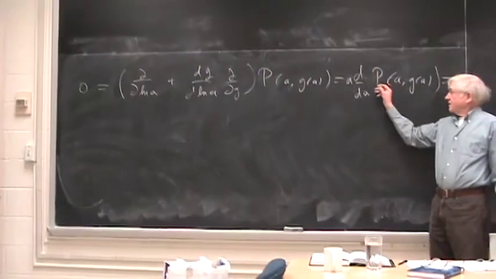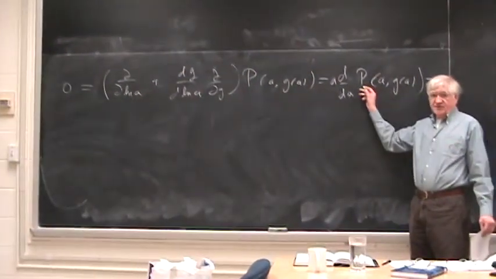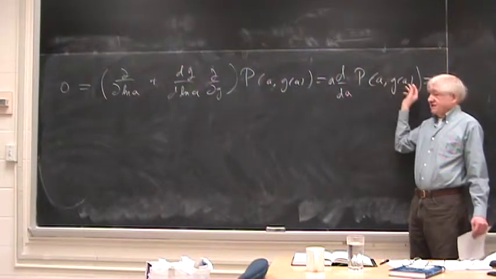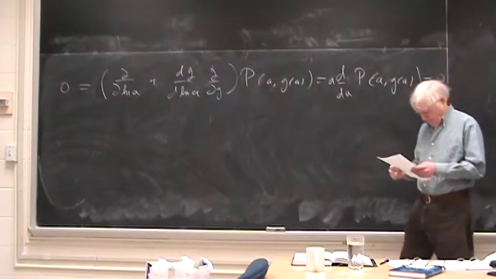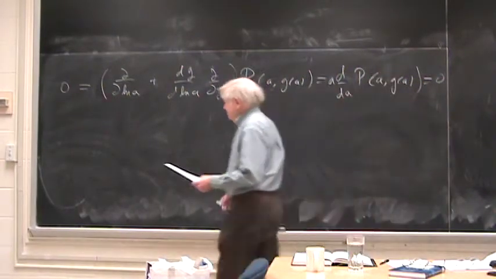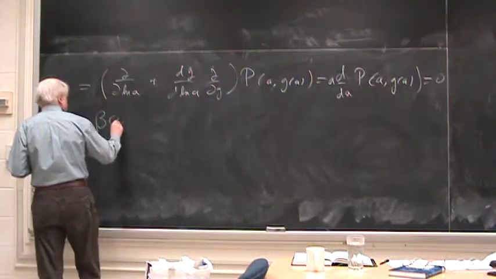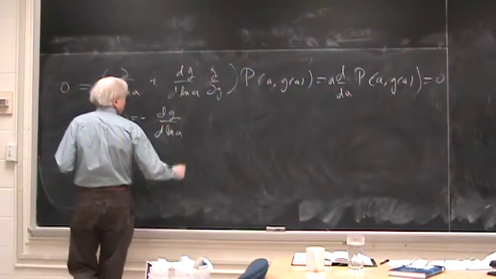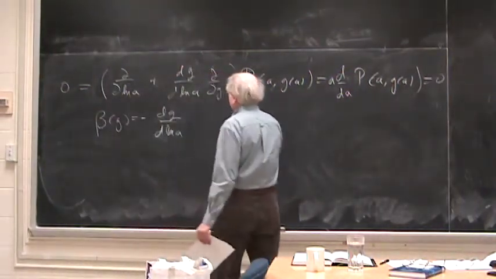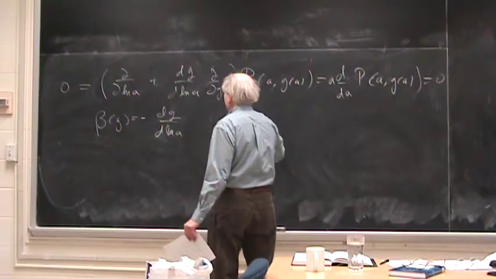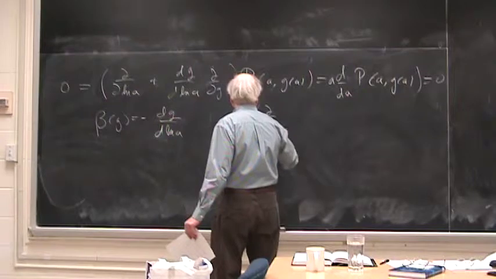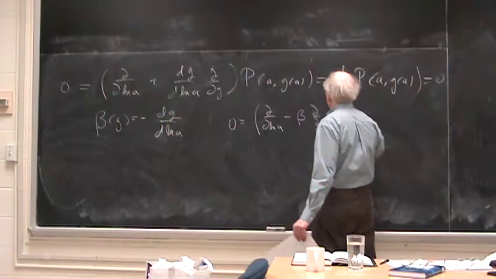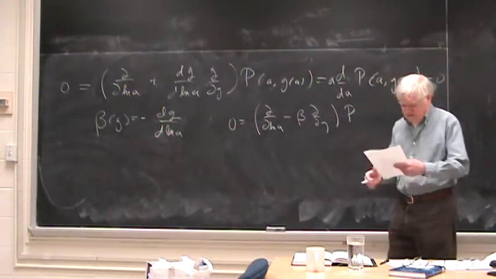We don't want the value of the physical parameter, the physical observable, to vary as we change the lattice spacing. And so the sign convention is beta of g is minus dg. This is the beta function. And then, of course, this thing becomes zero: partial log a minus beta dg of P is zero. All right, that's that.